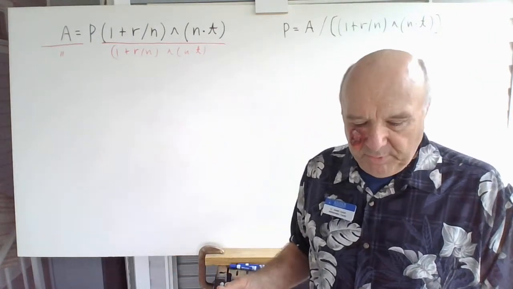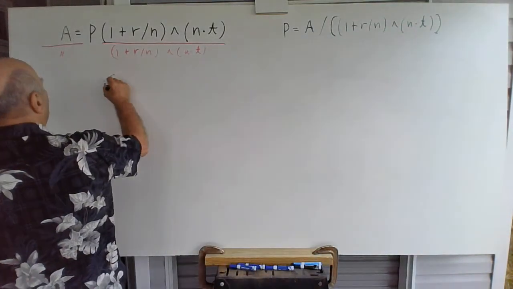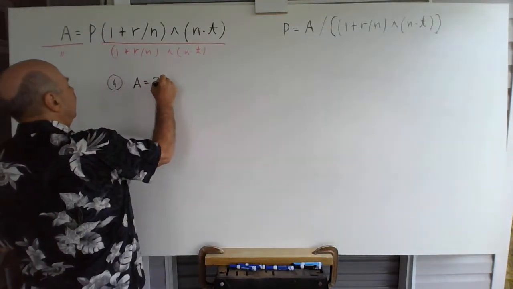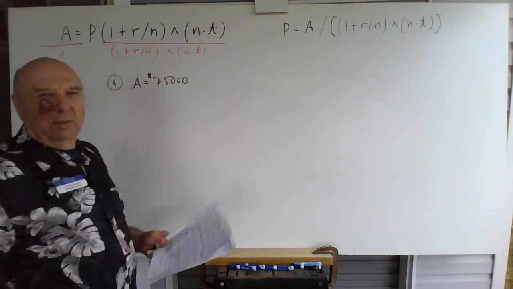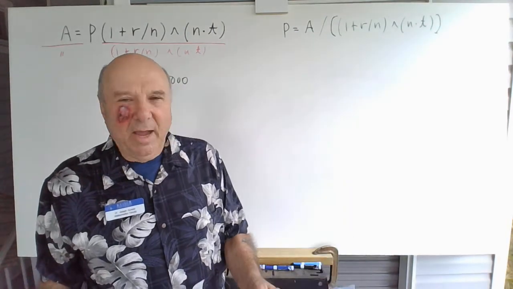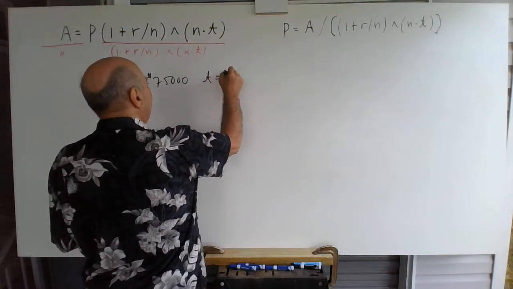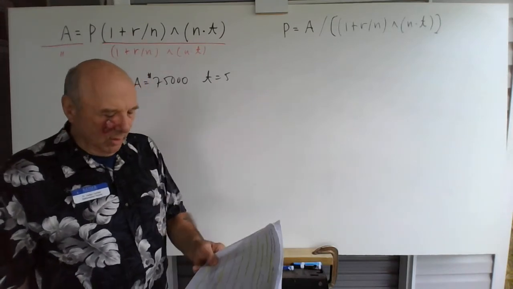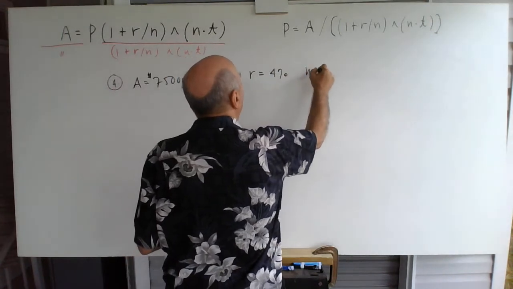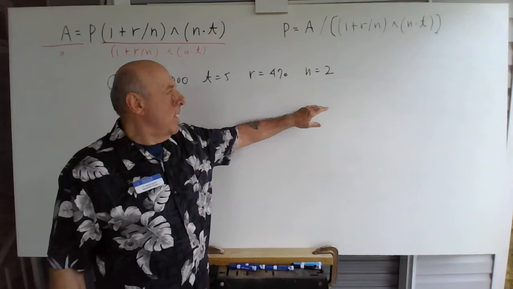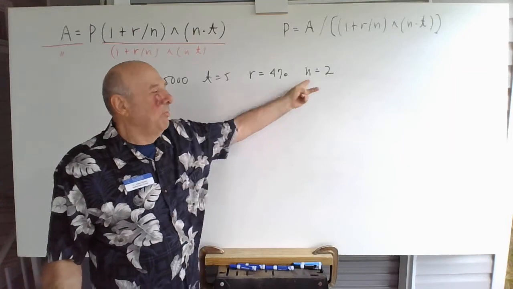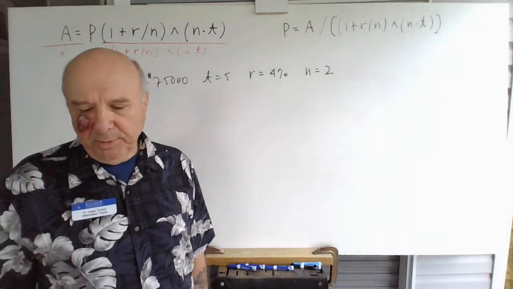So here's an example. Suppose we want to accumulate $75,000. $75 big, $75 large, $75 grand. Remember from the movies? After 5 years, and we're going to get a 4% interest rate compounded every 6 months. So every 6 months, I want to know what n is. There are 2 six-month periods per year, so compounded twice per year.